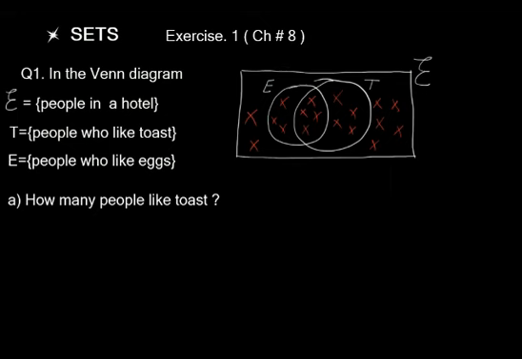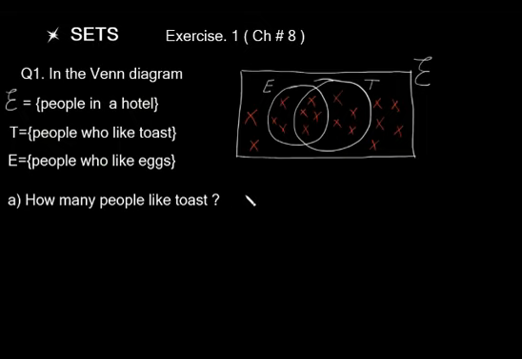In question number 1, it says, in the Venn diagram, universal set equals people in hotel. As you can see, it's a big rectangle that is representing the universal set, and these crosses are representing the people in this hotel. And then it says another set T equals people who like toast. So you can see this circle, this is the set representing people who like toast, T for toast, and then E, it says people who like eggs, and this circle with the E is representing the people who like eggs.